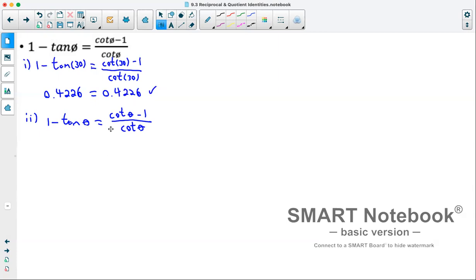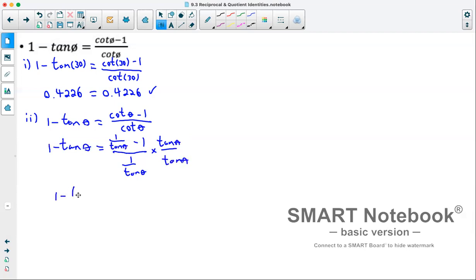Now, in this case, it looks like my right side of the equation is more complex. So I'll start with it. The left side I'll leave alone for now. So I've got 1 minus tan theta equals cotangent, which we know is 1 over tan theta. One of the things I often do is change into our 3 basic trig functions. So I've got 1 over tan theta minus 1 over 1 over tan theta. Now I've got fractions nested inside a fraction, so I am most likely going to want to get rid of those. So I'm going to multiply by tan theta over tan theta.